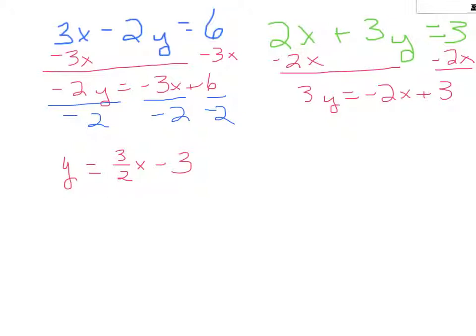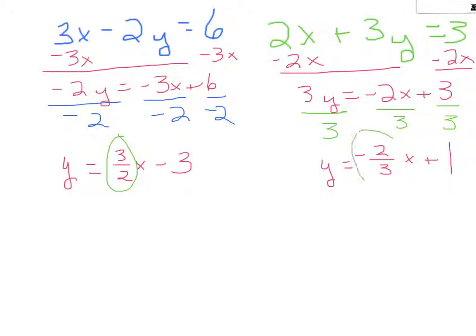So there's our slope-intercept form for the first line, and the second line we're going to divide everything by positive 3, and we're left with y equals negative 2/3 x plus 3 over 3 is 1. So now we compare slopes. The slopes are, I'm going to do green, 3 halves and negative 2/3.